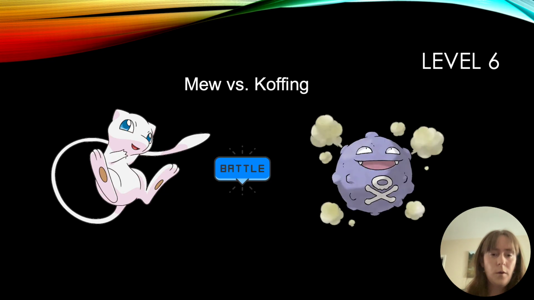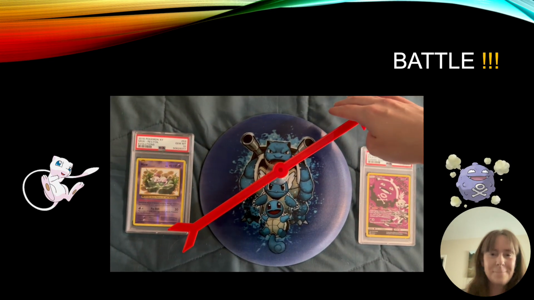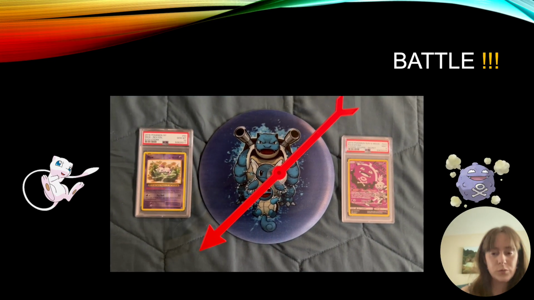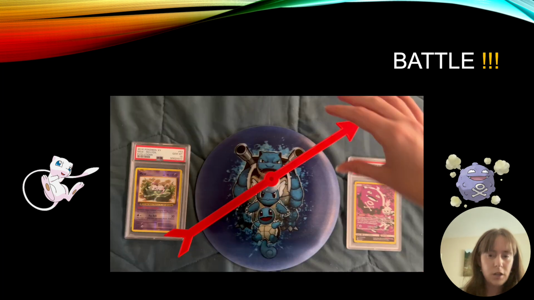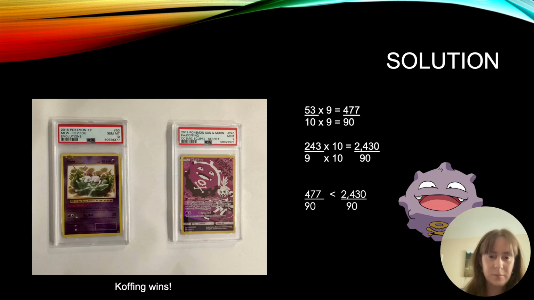Okay. Mew or Koofing? Let's see which one is going to win. Teach you Pokemon. Okay, let's see who wins. Let's see. We got Mew at 53 over 10 and Koofing at 243 over 9. Uh-oh. Are the denominators the same? No. Well, we learned last time when we do the factor tree, if these are the same numbers, we already know. What are we going to have to do? We're going to have to multiply the 9 times 10.